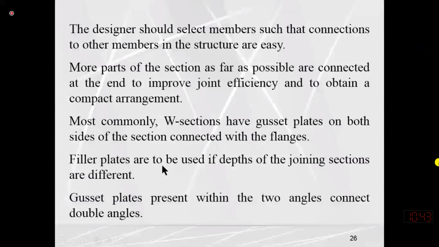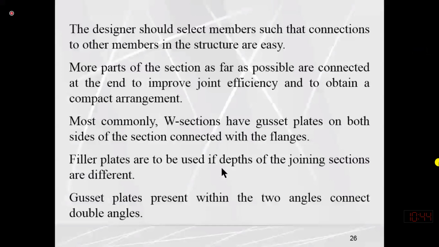For example, if I want to connect a member, one section having depth 200 and the other section having depth 150, there is a difference in depth. So in the connection part, I have to use a filler plate whose depth will be equal to 50 millimeter so that at the joining portion, the depth of both connected sections will be the same. Next, the gusset plate present within the two angles of a double angle.